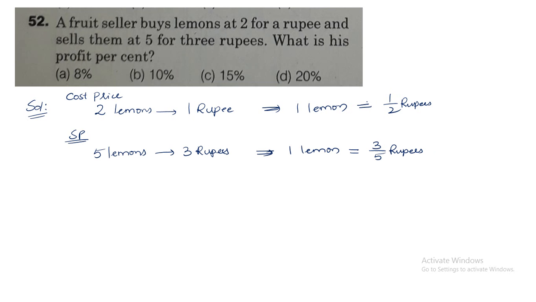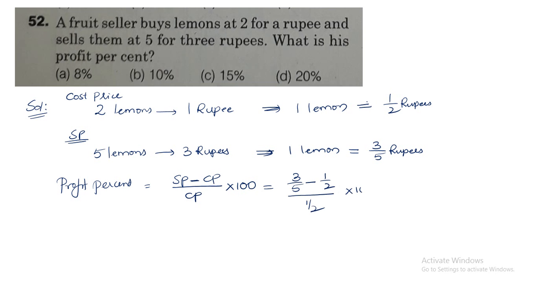Now what is his profit percent? He is saying that he is getting a profit. So what is the formula? Profit percentage is given by SP minus CP by CP into 100. Just remember this: SP minus CP by CP into 100. So what is SP here? SP is 3 by 5 minus CP, which is 1 by 2, divided by 1 by 2 into 100.